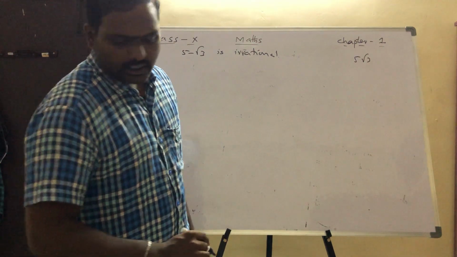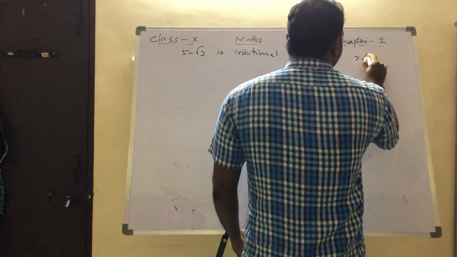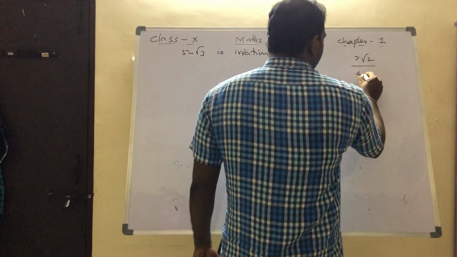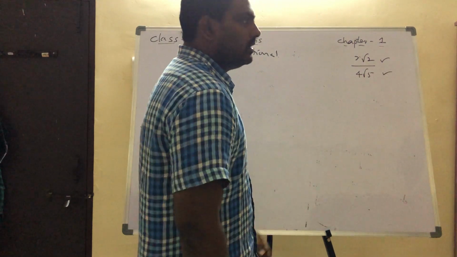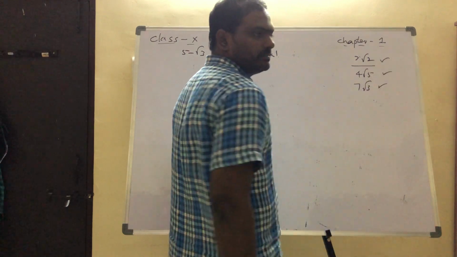What is the previous question? 3 root 2 is irrational. Okay. Suppose in the examination you get one more question: prove that 4 root 5 is irrational. Same method you have to follow. Prove that 7 root 3 is irrational. Same method you have to follow.